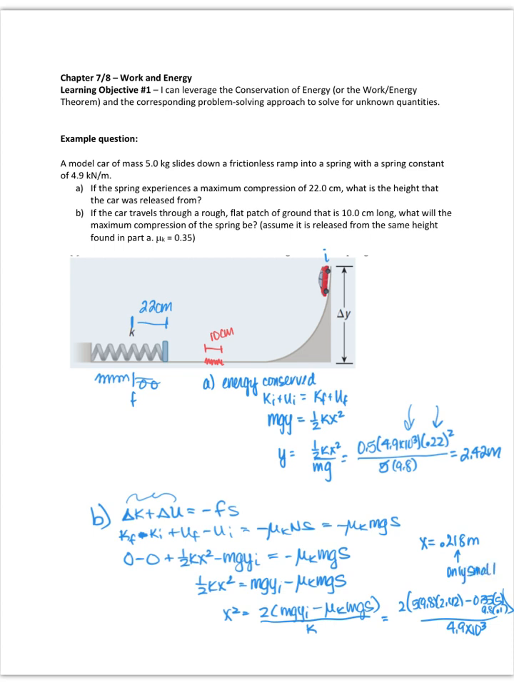It's a very small difference, but it is a difference nevertheless. So it really compressed just a millimeter, 2 millimeters less than it did without the friction. But that's how we would do it. So hopefully it's helpful.